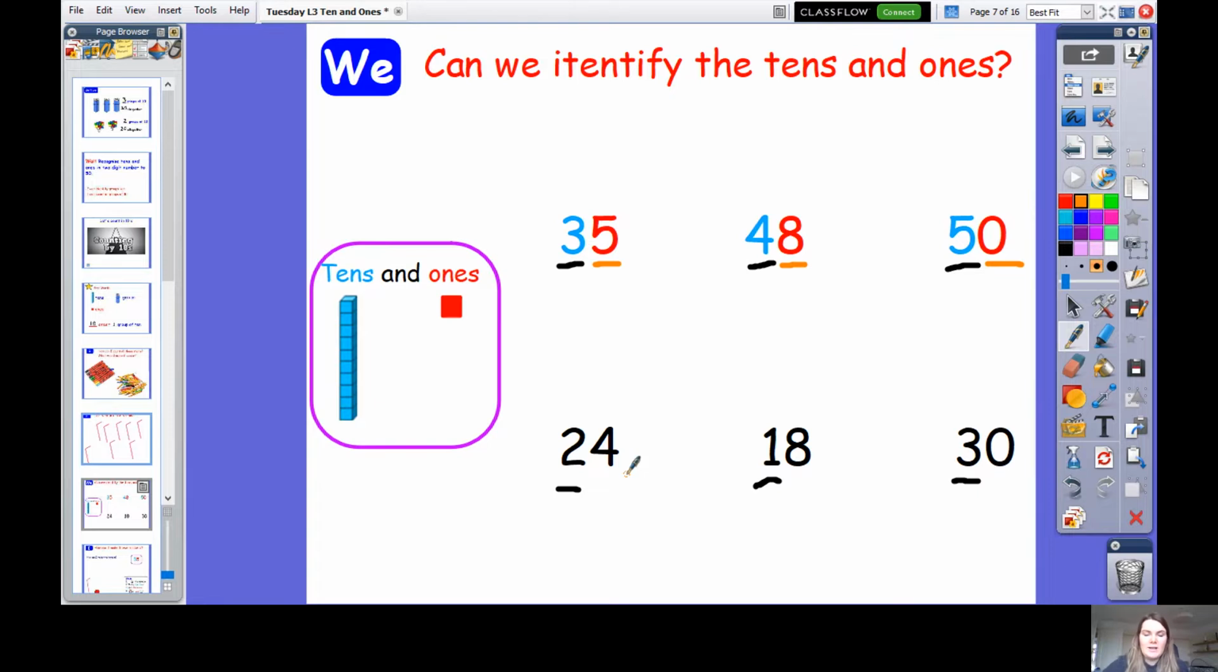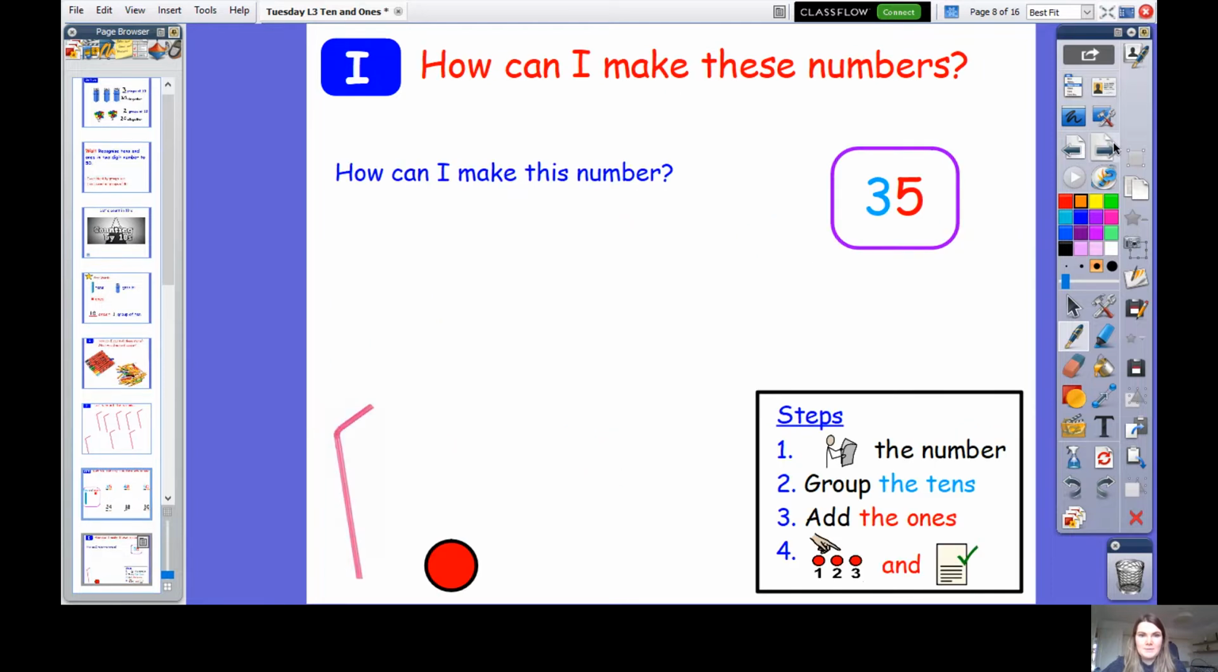Fantastic. What are the ones in 24? 4. Well done. There are 4 ones in 24. What are the ones in 18? 8. Very good. There are 8 ones in 18. And how many ones are there in 30? 0. Would we leave it all by itself? No, we have to write a 0. Fantastic. Well done for identifying the tens and ones, guys. That means we should be absolute superstars at making these numbers.